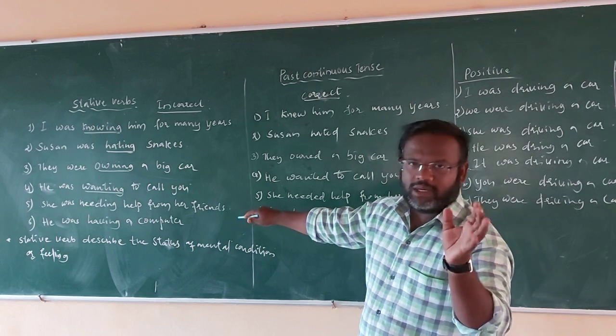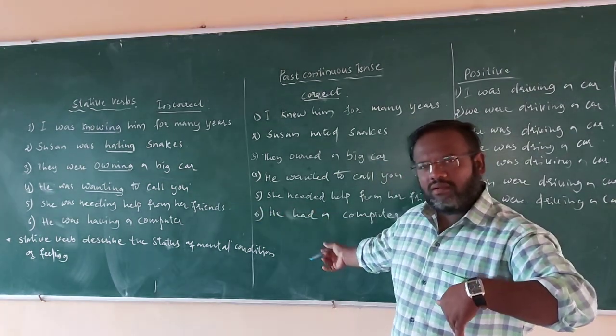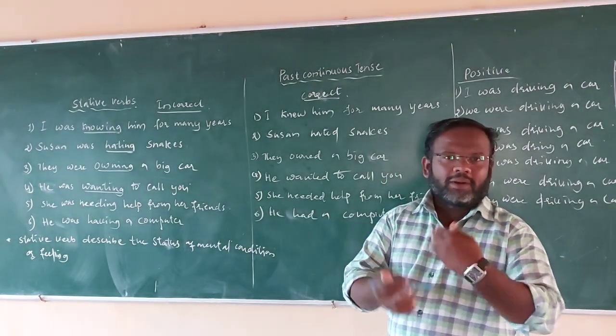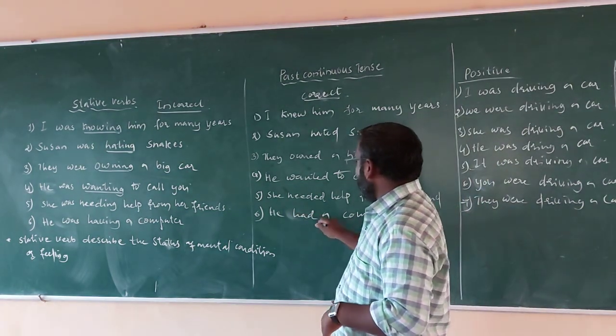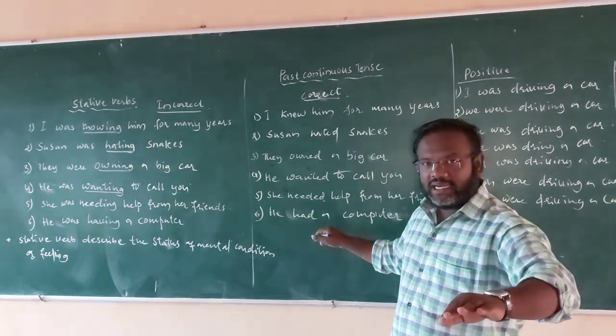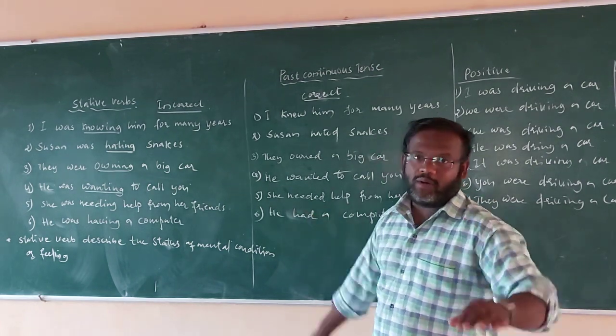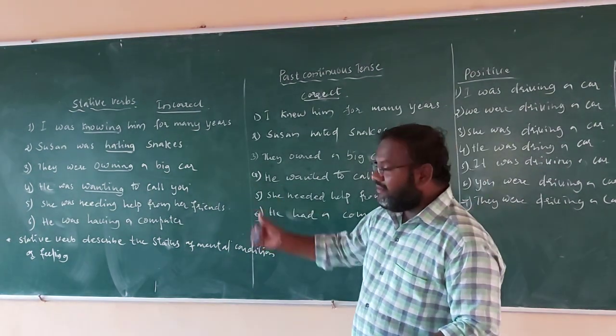We cannot use it in past continuous. Then what do we have to make? We should use it in simple past tense. He had. Here there is no helping verb. Then directly we have taken the helping verb in the form of a main verb itself. Have, and then it turns to had.